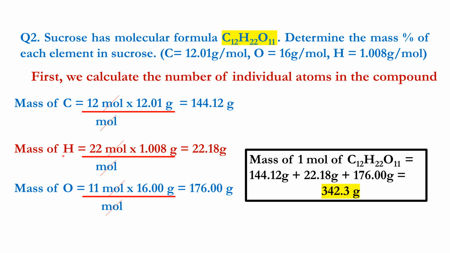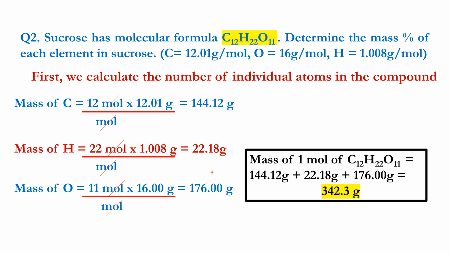We do the same thing for hydrogen. Here we have 22 hydrogen atoms, so it will be 22 mole multiplied by 1.008 gram divided by mole because it's gram per mole, and mole cancels mole. So mass of hydrogen will then be equal to 22.18 grams. So it will be in gram because gram is the only unit that did not cancel out. Mole has already cancelled out.